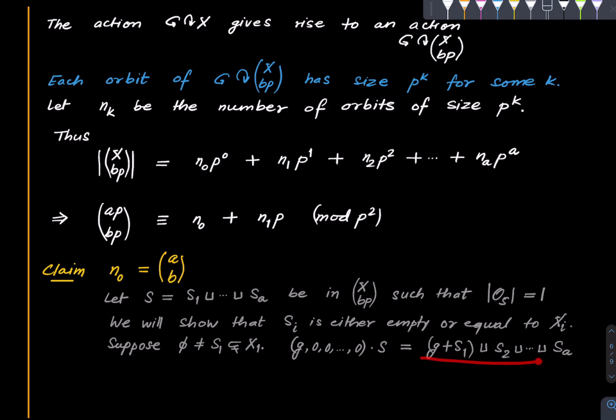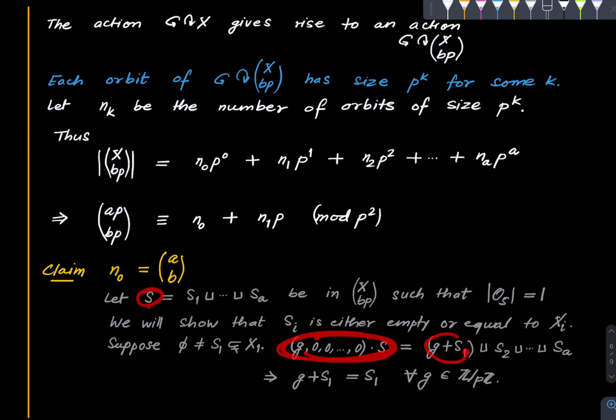So this implies that G plus S1 is equal to S1 for all G in the group Z mod PZ. Why is that? Because since the orbit of S is size 1, this is the same as S, and since this is the same as S, this should be the same as S1, that should be the same as S2, and that should be the same as SA. So the last coordinates don't offer any resistance, but from this we deduce this fact.